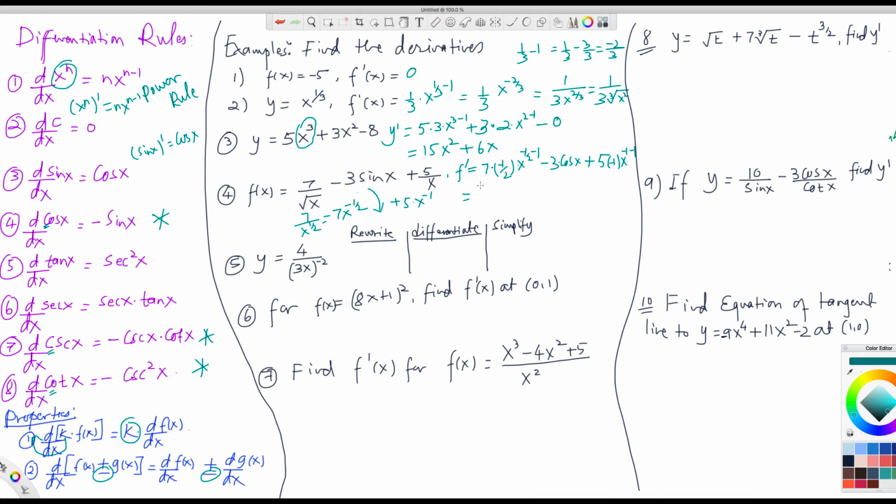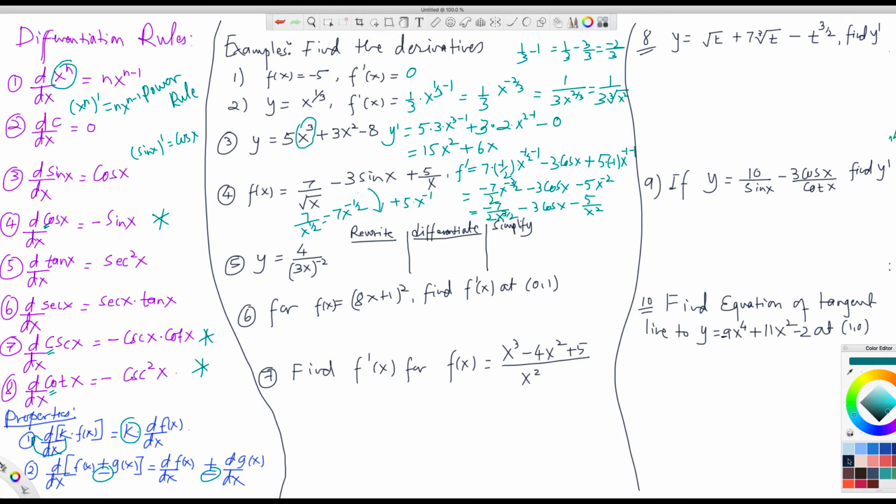Now if you simplify, you will get negative 7 over 2 x to the negative 3/2. You see that? Minus 3 cosine x. And then minus 5. Why? Because 5 times negative 1 is minus 5, and x to the negative 2. Now if you want to write a nicer form, we don't want to keep the negative exponent, so you need to move this to the bottom, and move this to the bottom. That will look like negative 7 over 2 x to the 3/2, and then minus 3 cosine x, and then minus 5 over x squared. So you can write it that way, okay?